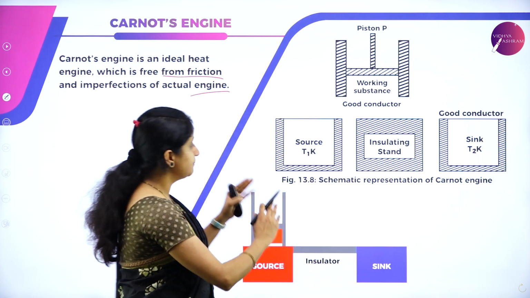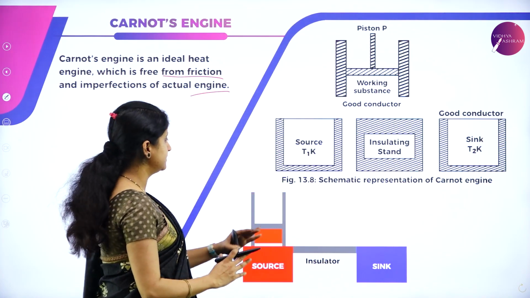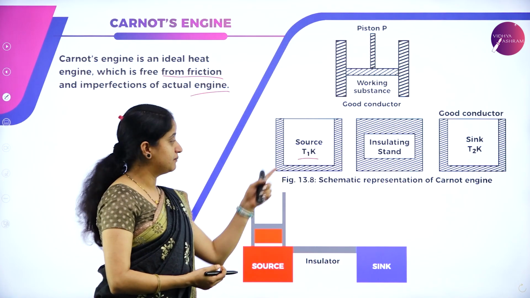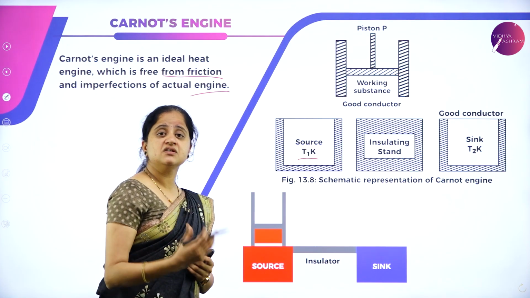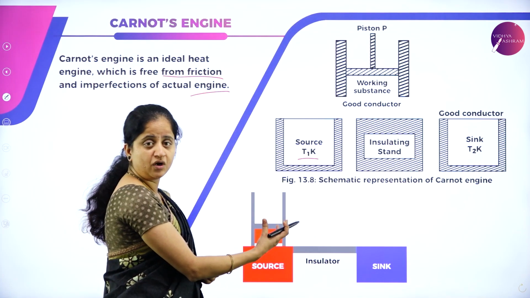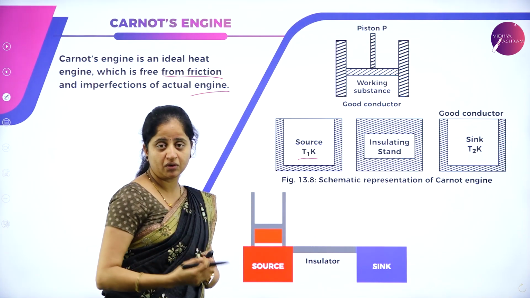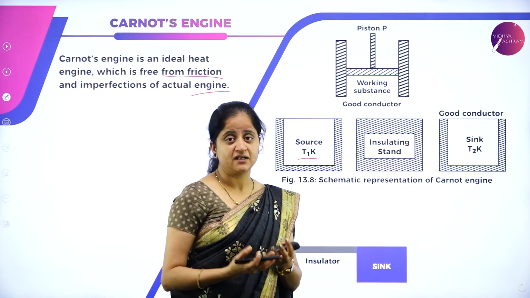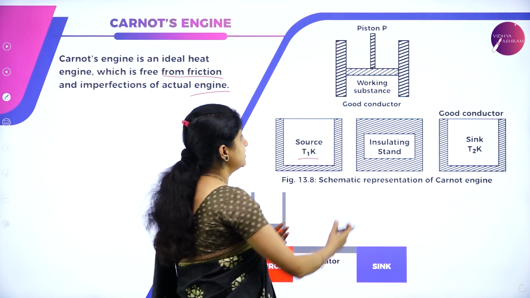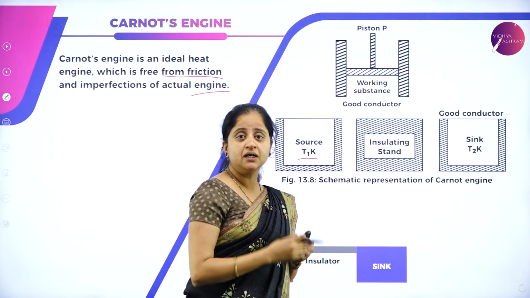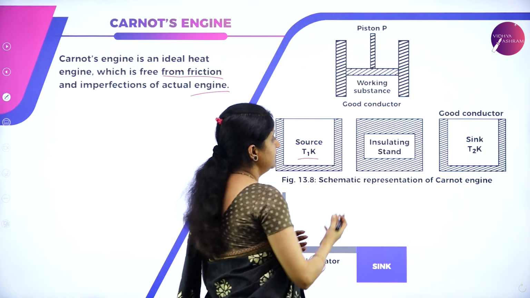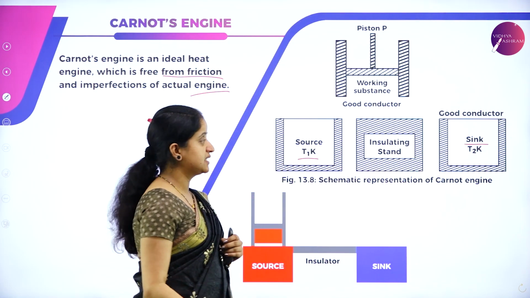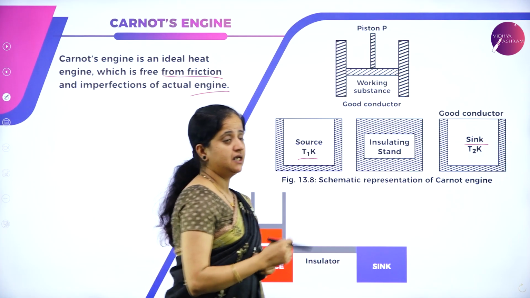So these are the general parts of a Carnot heat engine, which consists of a source which is maintained at temperature T1. The temperature's unit is Kelvin. What is a source? It is nothing but the hot reservoir from which we can extract any amount of heat. Next, it has an insulating stand. The insulating stand is used to place the working substance during the thermodynamic process.